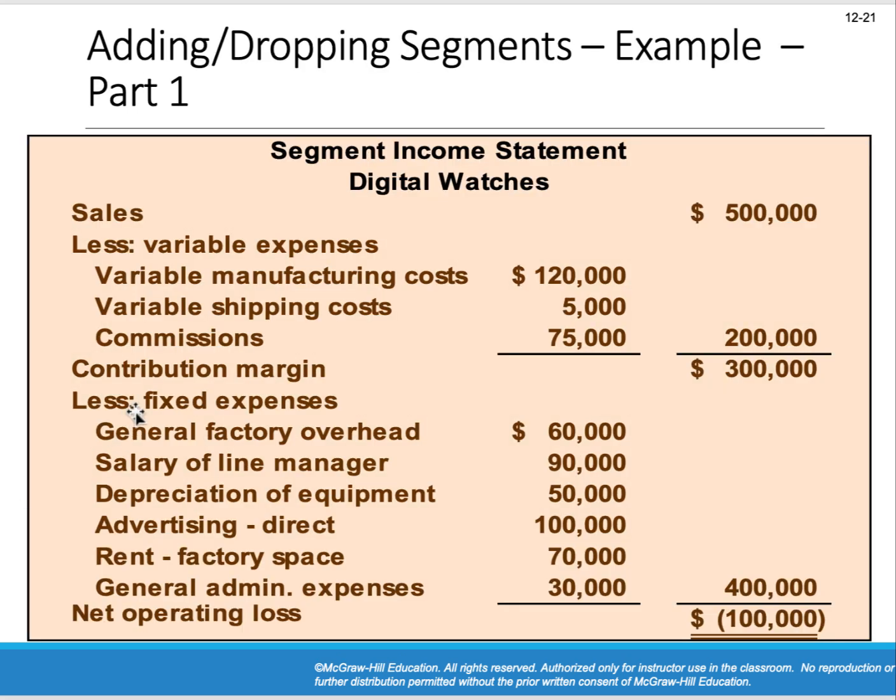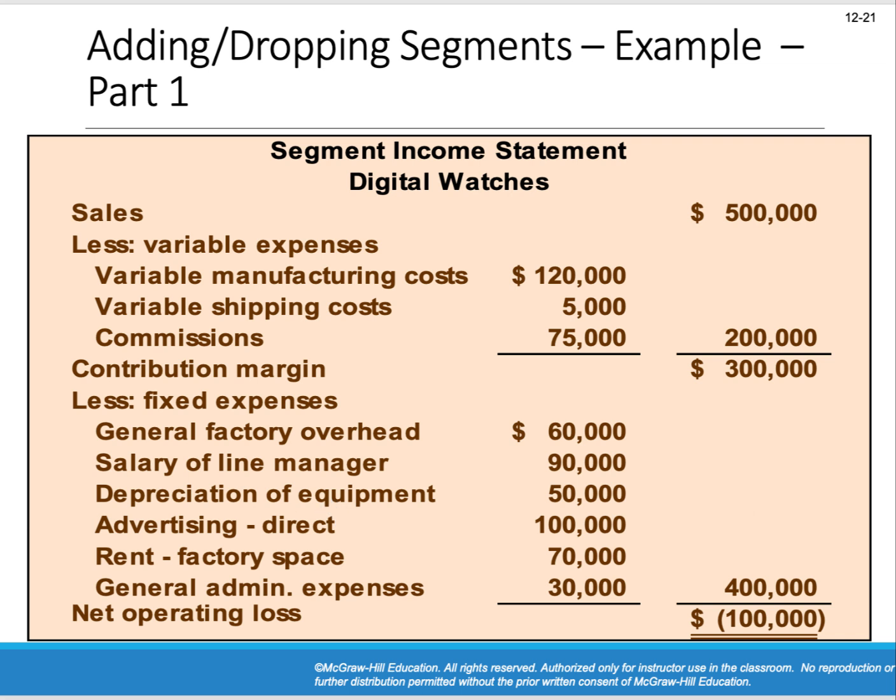So what we have here is the income statement specifically for the digital watches. Okay, we have the sales, the variable costs, we have the contribution margin, then we have the fixed costs. So we can see as of right now, the way it stands, digital watches, they're losing about 100,000 a year. We'll assume this is on a yearly basis.